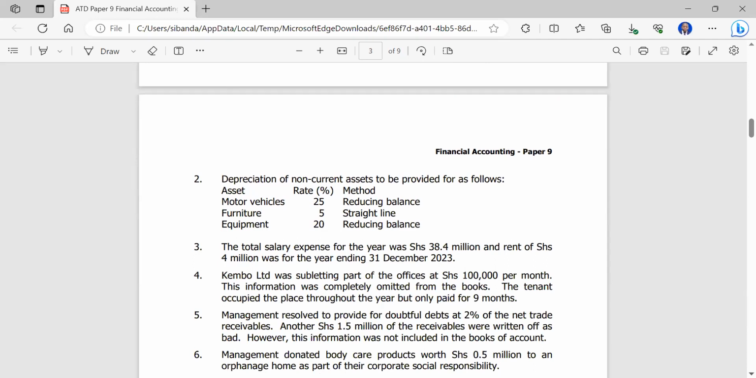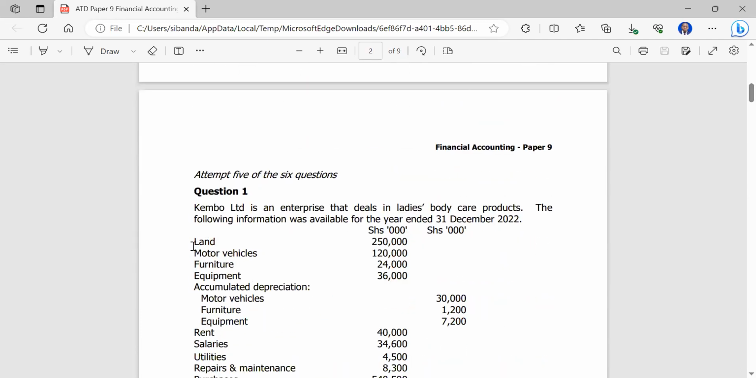Now, if that is the case, when it comes to inventory, and now when it comes to depreciation, we are basically going to depreciate our assets, which they gave us here: land, motor vehicle, furniture, and equipment. Land is not depreciated. So land will be as is, and that's why it doesn't have accumulated depreciation here. Sometimes the examiner combines land and building, but they will always give you the value of the building. So you only depreciate the building alone. But in this case, where they didn't give us building and they only gave us land, we leave out land.